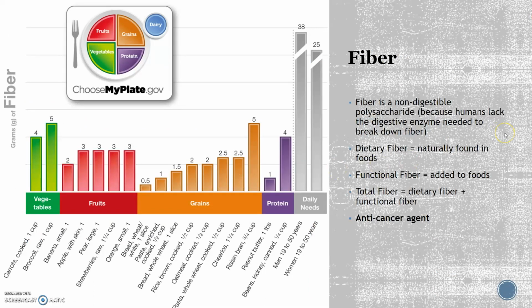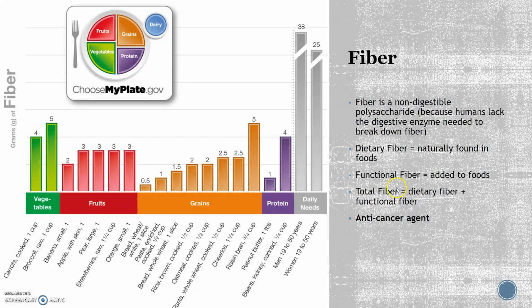Fiber is a really important part of carbohydrates. It's a non-digestible polysaccharide. Dietary fiber is the fiber that's naturally found in foods. Functional fiber is the fiber that's added to foods. And when you put the dietary and functional fiber together, that's referred to as total fiber.